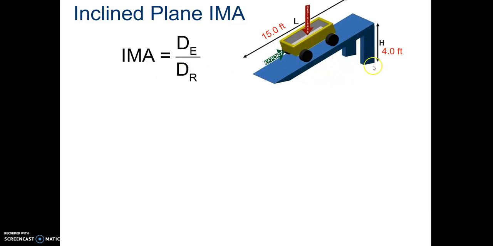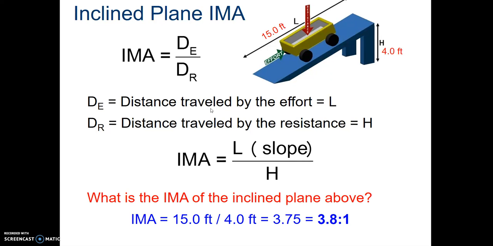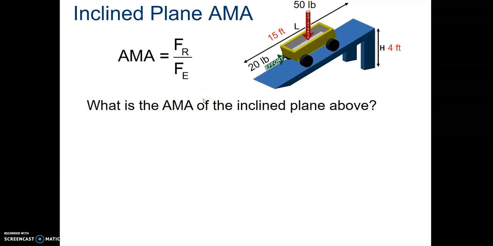The resistance, the total vertical distance that it's moving, is just 4 feet. So I've got 15 divided by 4. I've got an ideal mechanical advantage of 3.821. For every 3.8 feet this way, it goes up 1 foot that way. Actual mechanical advantage, same thing that we've looked at before. If you've got two forces, you divide them.